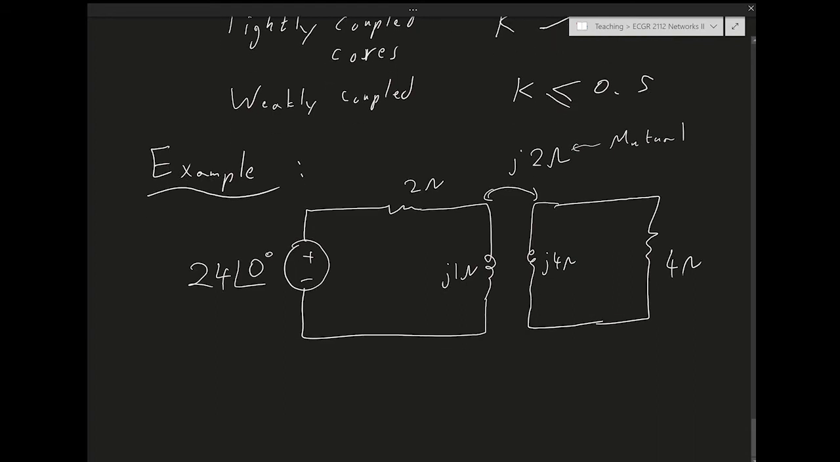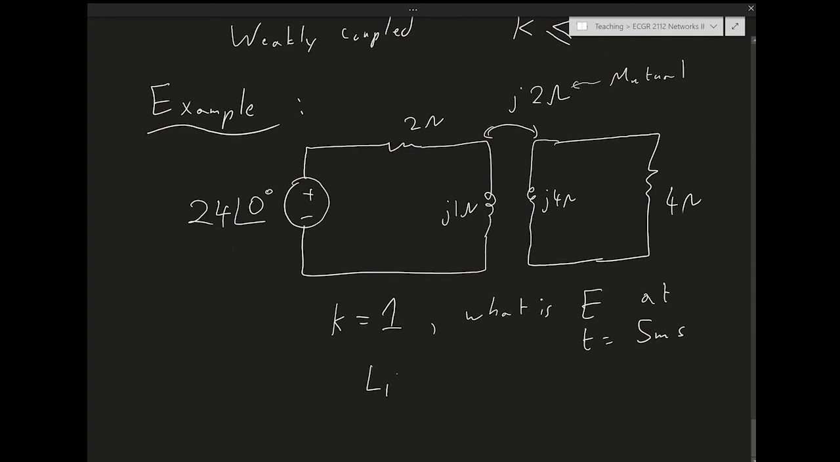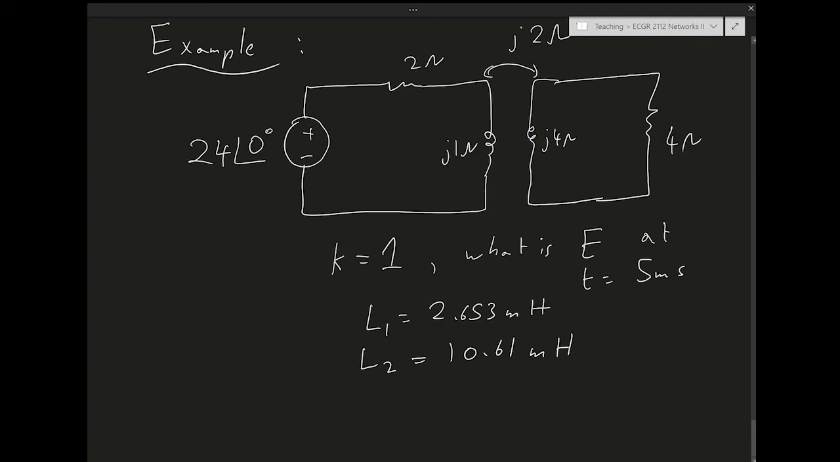That's not the only information I'm giving you. I'm telling you the coupling coefficient is 1, meaning those two coils are very tightly coupled. The question is, what is the energy stored in the coupled coils at t equals 5 milliseconds. And the other thing I'm giving you is that L1 equals 2.653 millihenry, L2 equals 10.61 millihenry. So we want to solve this problem.